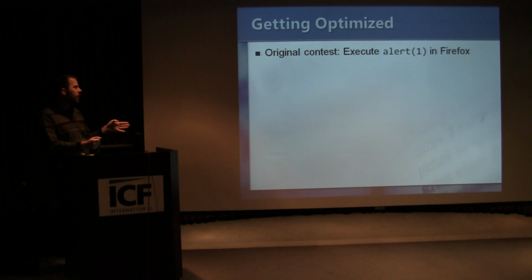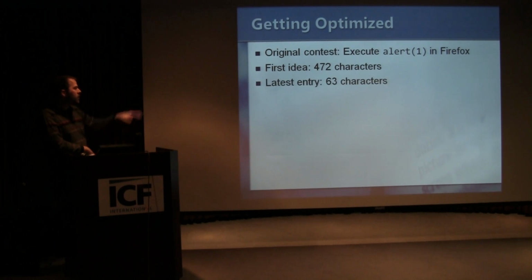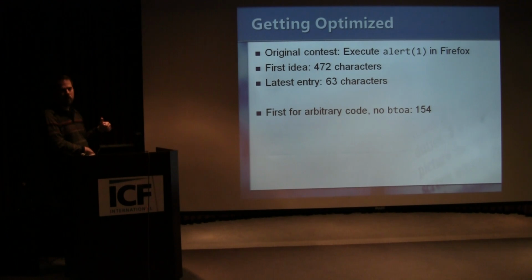This kind of first started with a contest in Slackers to execute alert 1 in Firefox as short as possible. The first entry was 472 characters long, because it takes a while to build all this out. Any guesses as to what the final version came down to? 128. Very close. It was 63 characters. So that's all it took to load up an alert 1 using no letters and numbers. Later, another version was done using the window.name or location hash ideas to load arbitrary code. This is to execute anything without using the base 64 stuff. First one was 154. Any guesses on the final? 103.